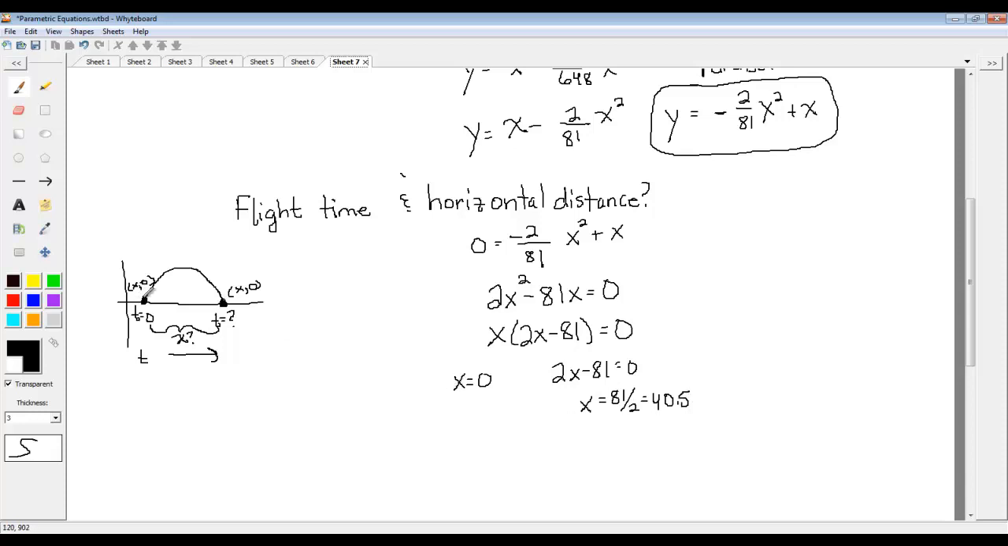Okay, so x equals 0 would be this point here. So apparently what we got with this rocket, we got starting at 0, 0, makes sense. It launches, takes off, comes back down, and then it lands here at 40.5, 0. So it travels 40.5 feet.